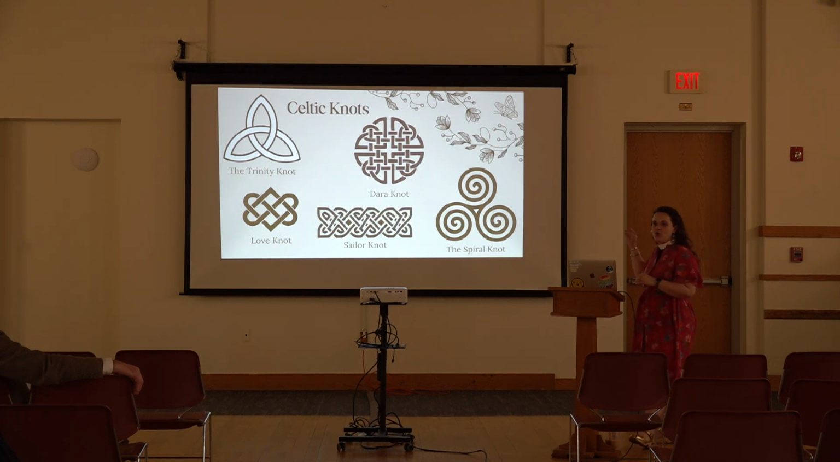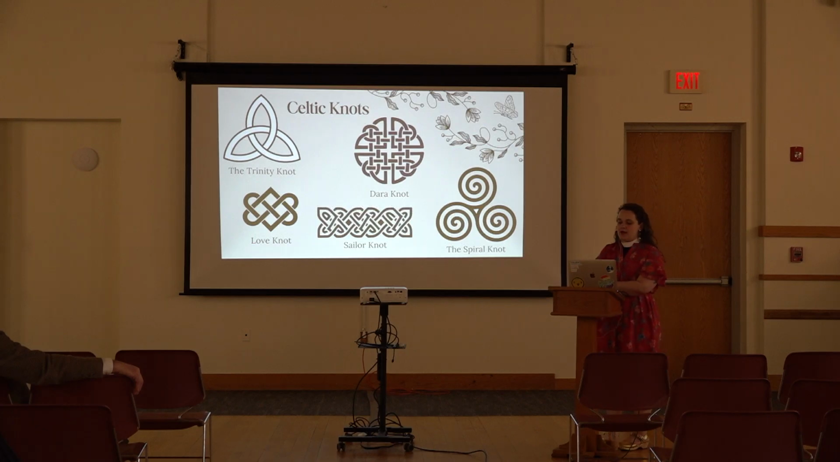So this is an old image that speaks about creation in the same way that the Trinity knot does, looking at life, death, and rebirth, again, or earth, fire, and water, also associated with this knot. But it's interesting that the spiral knot can be seen in multiple traditions, not just in the Celtic one.